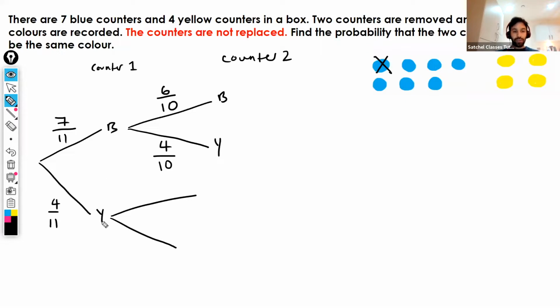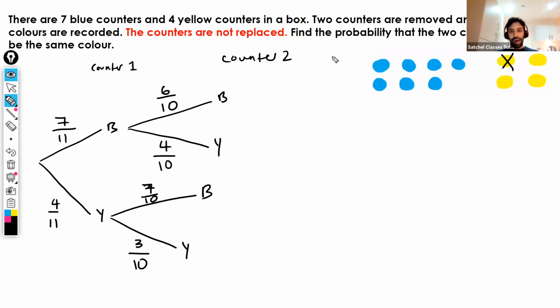However, if the first counter was yellow, what's going to happen is the number of yellow counters will decrease by 1. So the probability of the second counter being yellow is now going to be 3 out of 10. So we still have only 10 counters. And the probability of blue, well, the number of blue counters is not going to change, so it was going to be 7 out of 10.